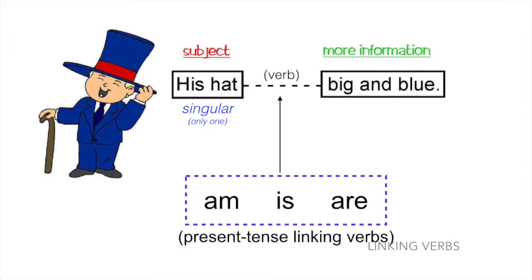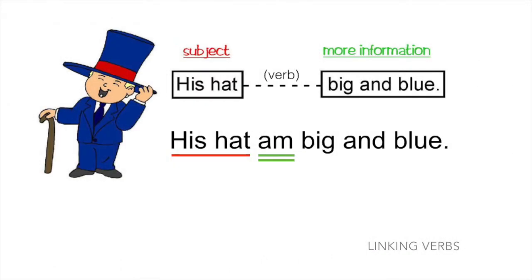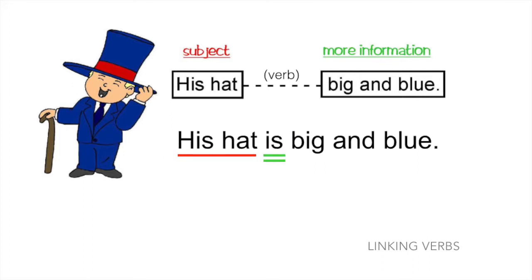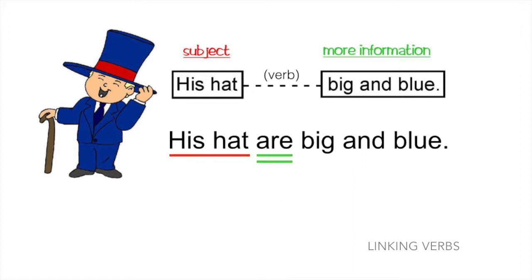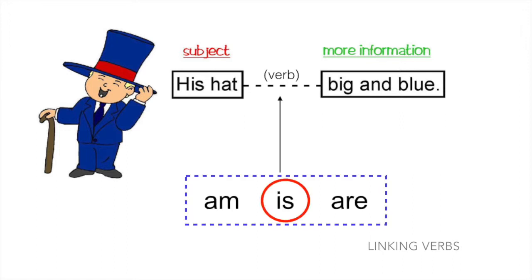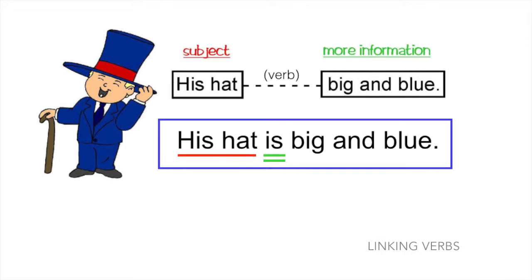So since this boy is wearing the hat now, we need to use our present tense linking verbs, which are am, is, and are. So let's go ahead and try each one in each sentence and see which one works. First, let's try am. His hat am big and blue. This does not work, so we know we can go ahead and eliminate am. His hat is big and blue. Well, that could work, so let's go ahead and leave that in question. And lastly, his hat are big and blue. Well, this definitely does not work, so we know that is is the correct linking verb that we need to use. His hat is big and blue.